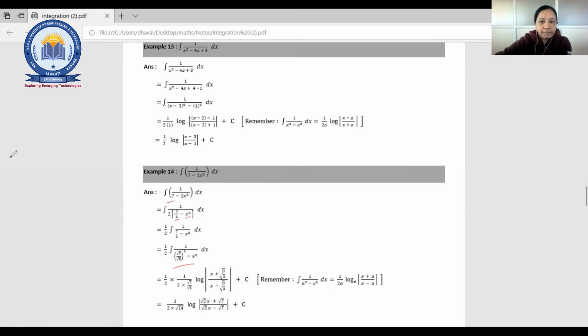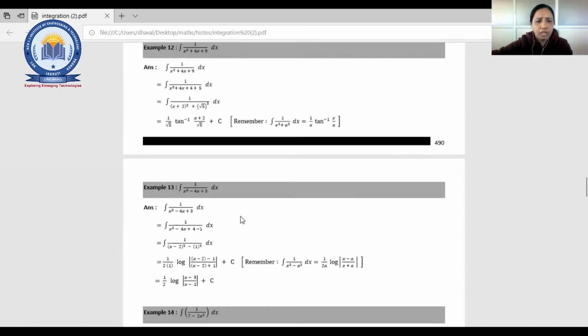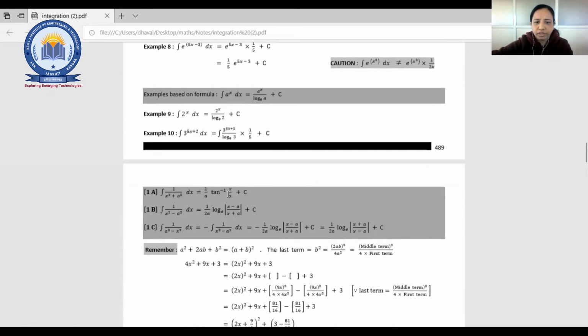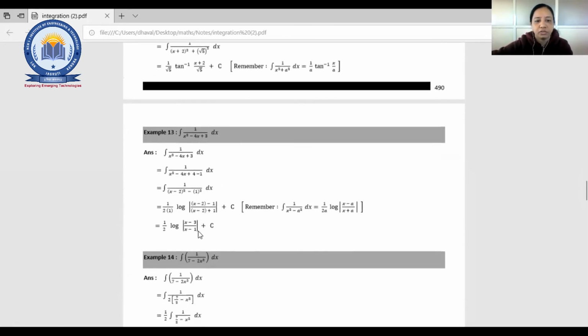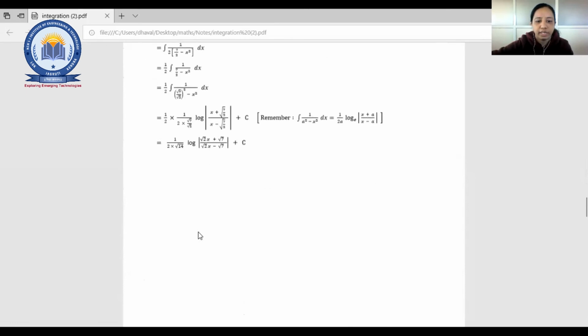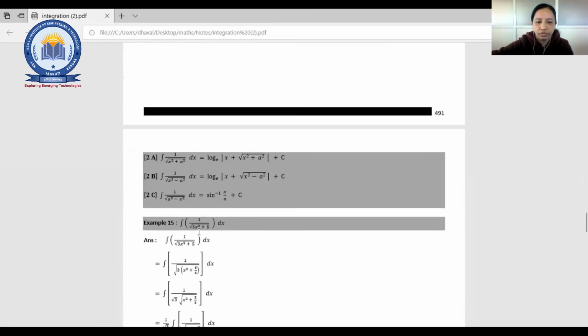So where we are, we need to convert into the form 1 upon a square minus x square. This is about these three equations: one is tan inverse, and the other two have a minus, a square minus x square or x square minus a square. You can remember that whenever it is x square plus a square, you go with tan inverse, otherwise with the log formula.